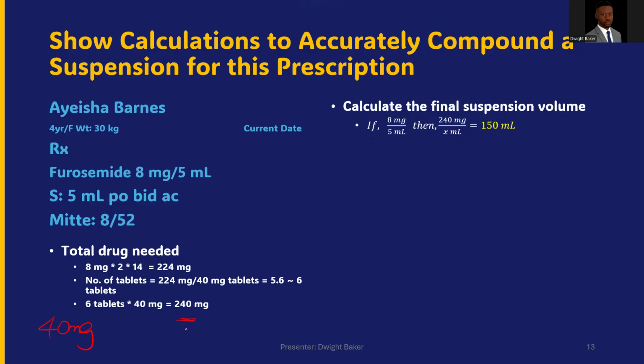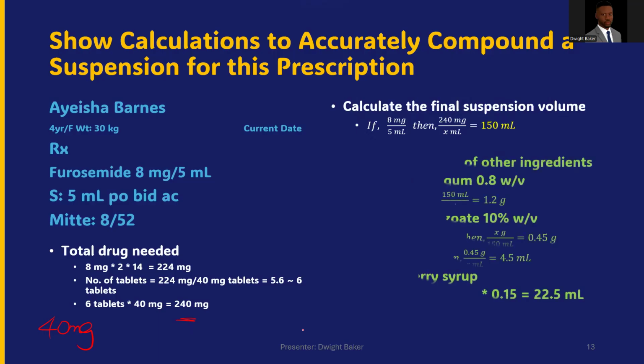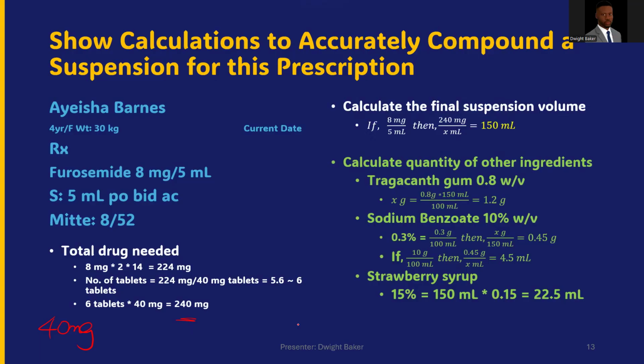Now, if we know that we're going to use 240 milligram, we want a concentration of 8 milligram per 5 mL, we can again set up a ratio that will tell us that if you have 8 milligram in 5 mL, then the 240 milligrams will be contained in X mL. Work that out, you will get 150 mL, and that is the final volume of suspension that you're going to be making. Calculate the other ingredients.